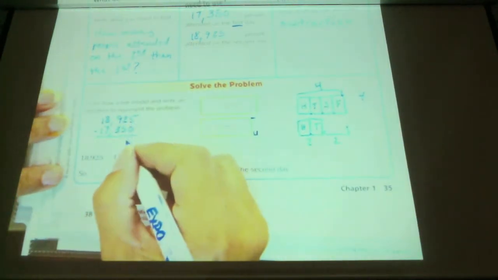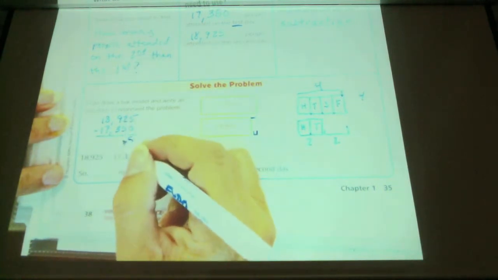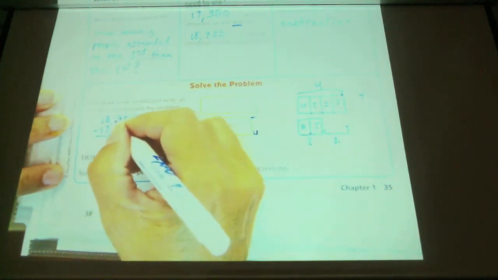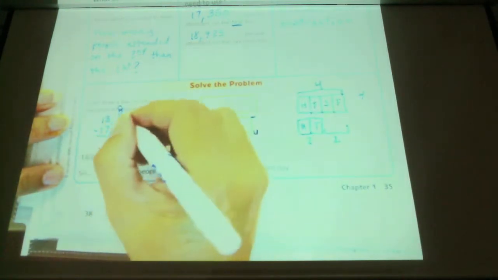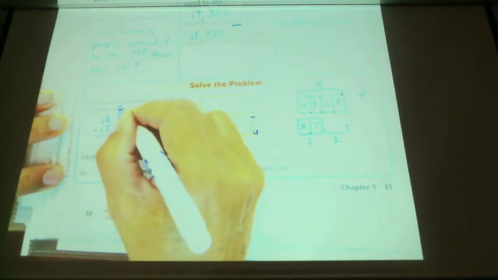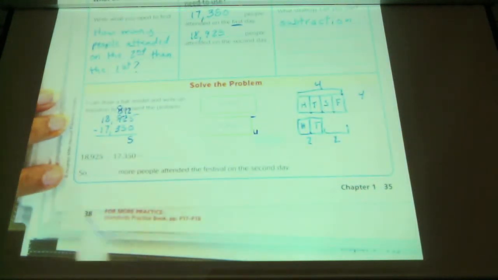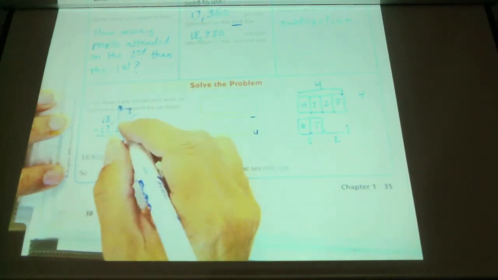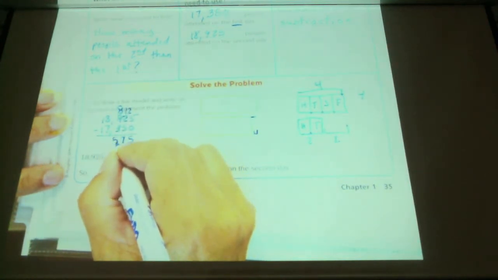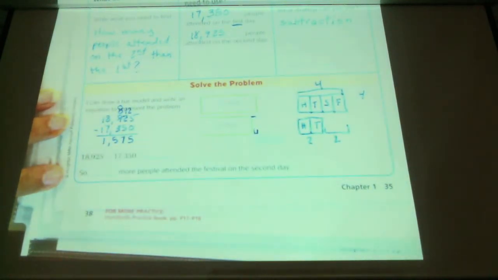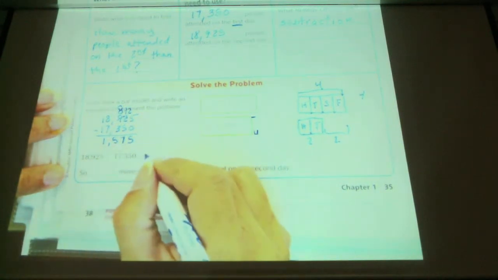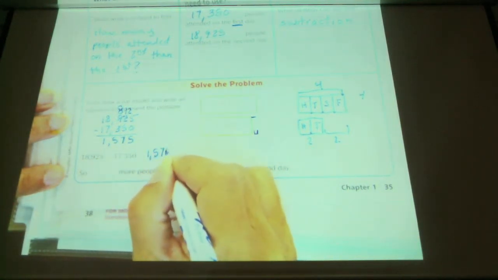5 minus 0 is 5. 2 minus 5. No. Can't do that. Can't do it, so what's my magic word? Regroup. So the 9 is reduced to an 8 because I'm going to borrow 100. I'm going to add those 10 tens to my 2, and now I have 12 there. So 12 minus 5 is 7. 8 minus 3 is 5. 8 minus 7 is 1. And 1 minus 1 is 0, nothing. So my answer for this is 1,575.